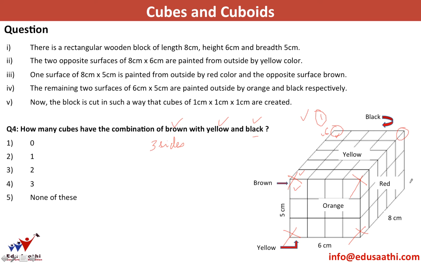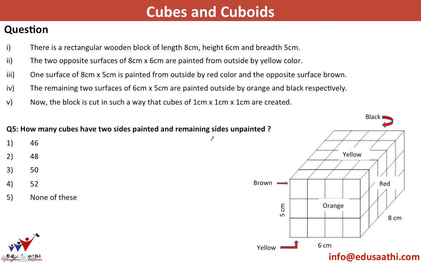Here again I'll have a red color, here also I'll have a red color, and there's just one cube which is left to be checked, which is exactly below this, somewhere here, that will have a yellow, a brown and a black again. So what is my correct answer option here? Two. One is this cube on the top and the other one is at the bottom. These kind of questions, when you have different colors painted, you'll need to have clarity on how the structure of the cuboid is. Otherwise, you'll not be able to get the right answer because there is no formula for this.